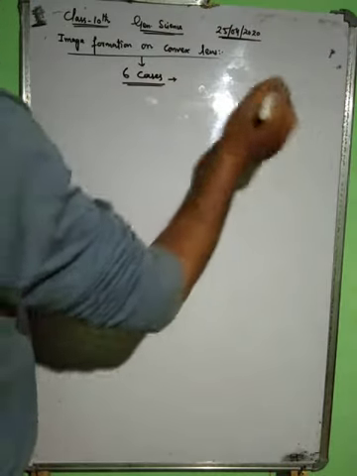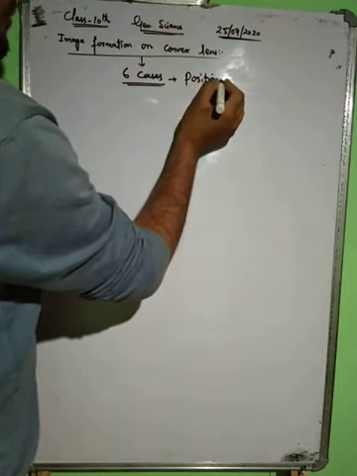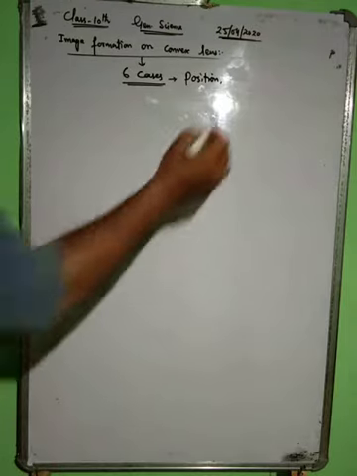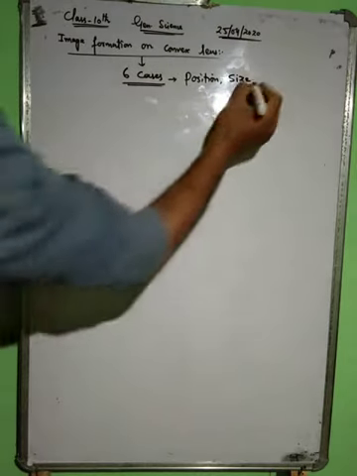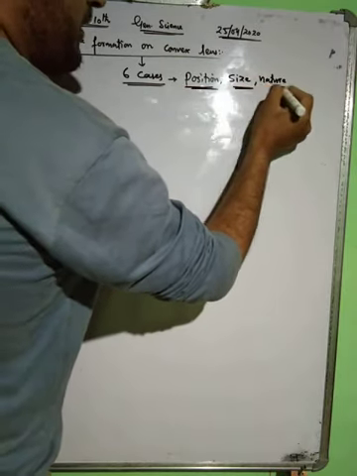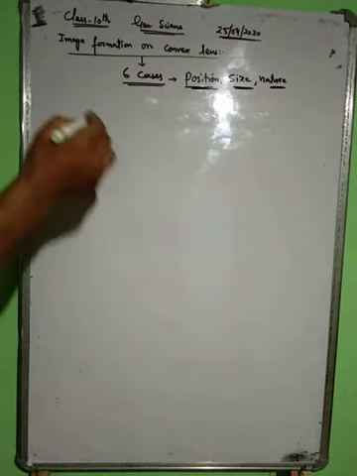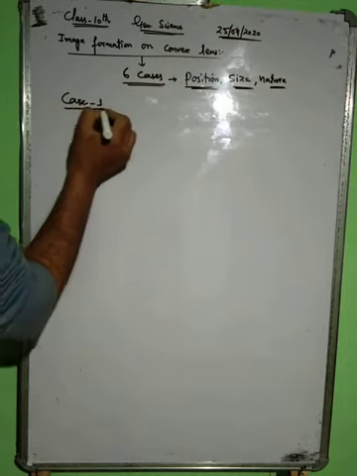And in every case, we have to discuss the position of an image formed, size of an image formed, and nature of an image formed with the help of ray diagrams, when an object is placed at different positions in front of the convex lens on the principal axis. So here, case number first in this regard.